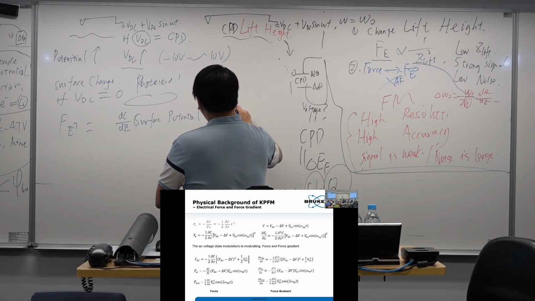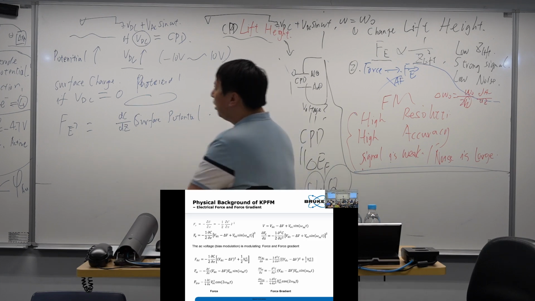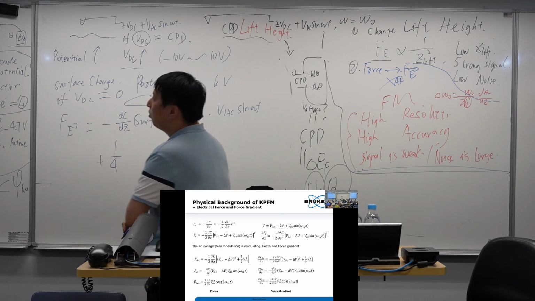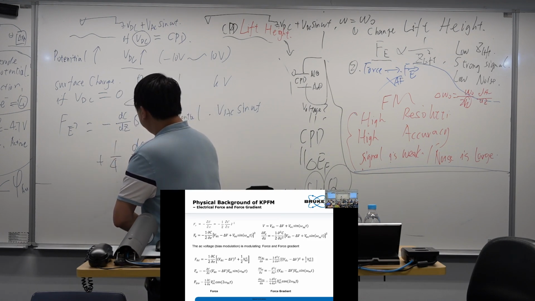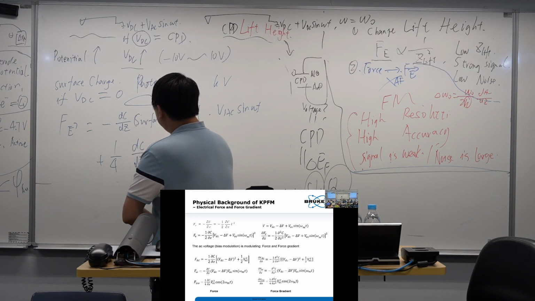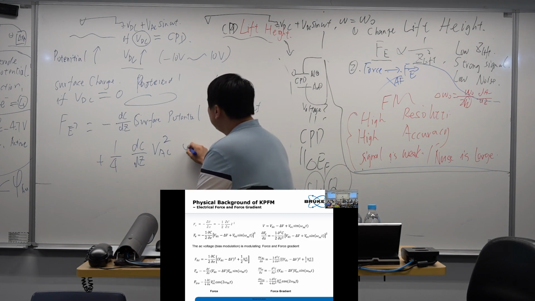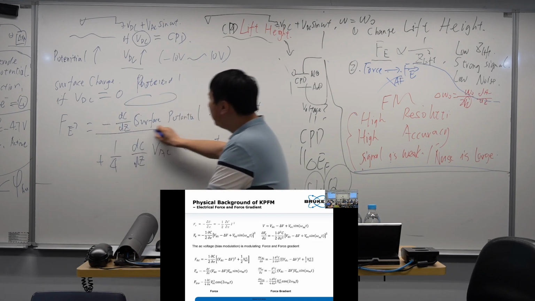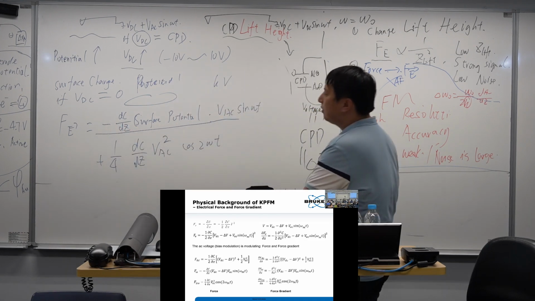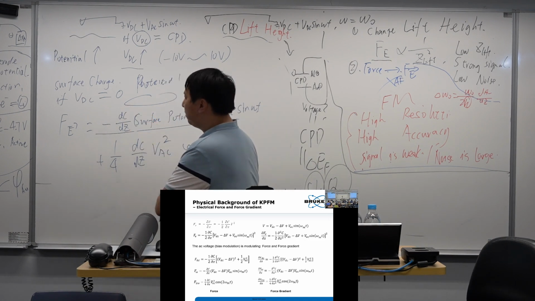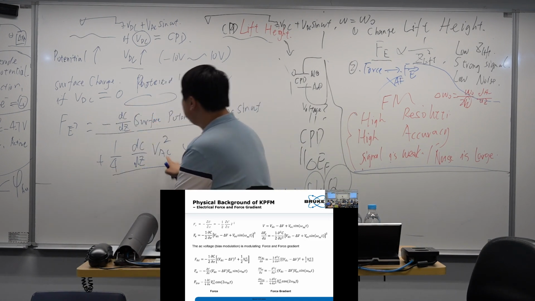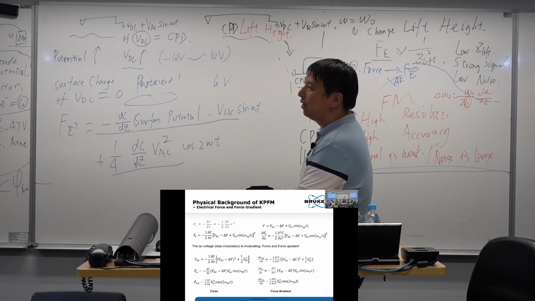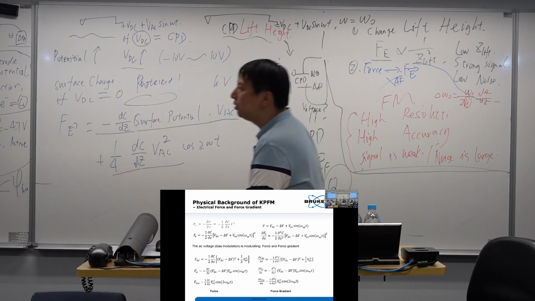Times VAC sine omega t, and plus, this one will be a negative, plus the 1 over 4 dC over dZ, this is VAC square and cosine 2 omega t. So this term is related to the surface potential and the VAC, and also the dC over dz. This term is related to dC over dz and the VAC square. If we divide this one by this one, we can get rid of the dC over dz.